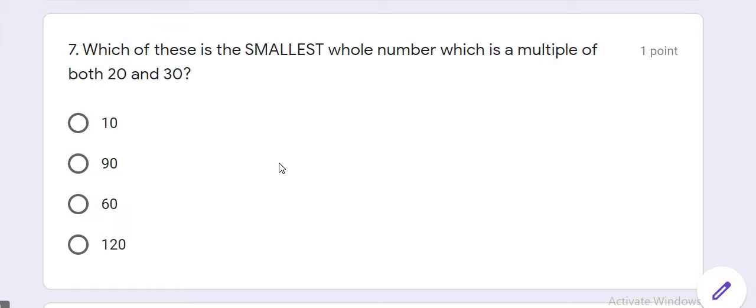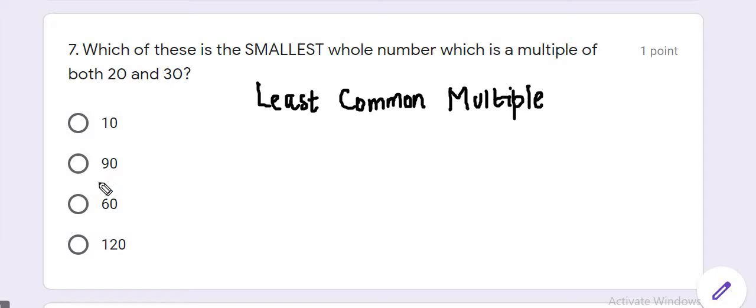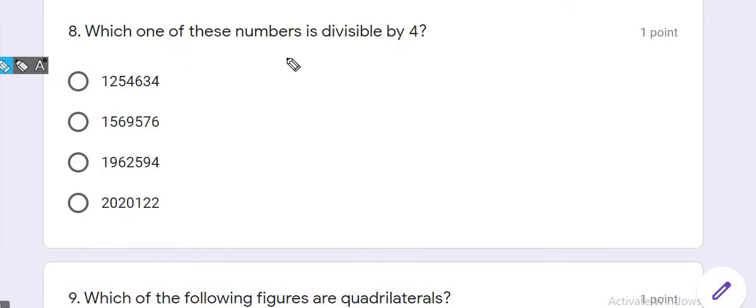Question 7. What is the smallest whole number which is a multiple of 20 and 30? Here we have to find a common multiple of 20 and 30, so we will be finding the least common multiple. LCM of 20 and 30 is 60. So option C is correct. Which one of these numbers is divisible by 4? Divisibility rule of 4 says if the last two digits are divisible by 4, then the number is divisible by 4. Here only 76 is divisible by 4. So B is the correct option.